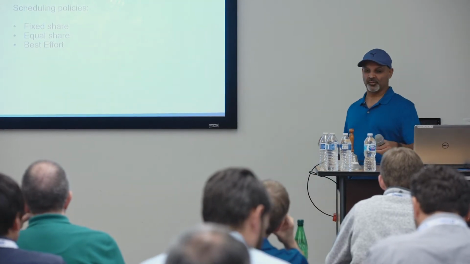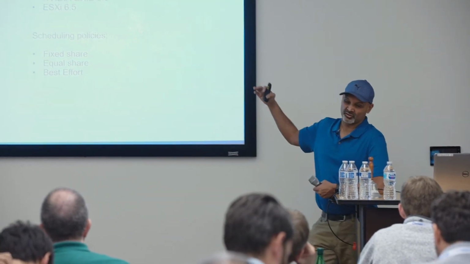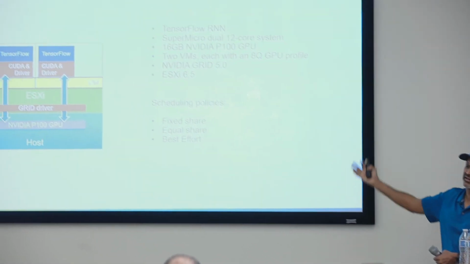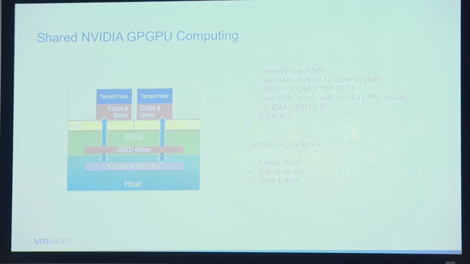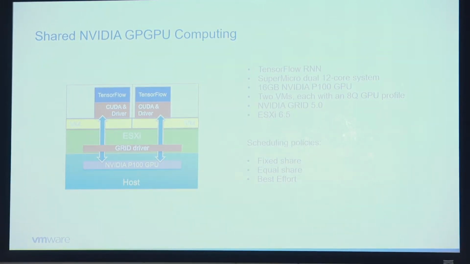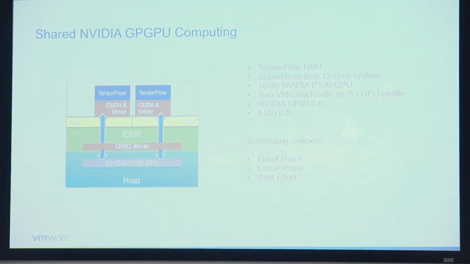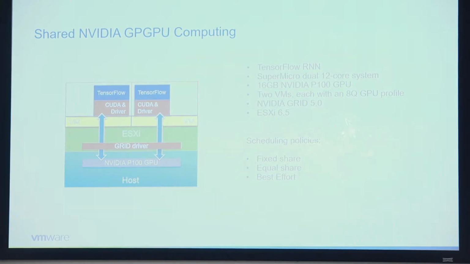Okay, so we did a couple of projects. One project I'll show you is a virtual machine project. The next project is a Singularity container project. They're pretty identical, but I'll show you the benefits from each of them. Right. So in this case, we're using TensorFlow RNN.